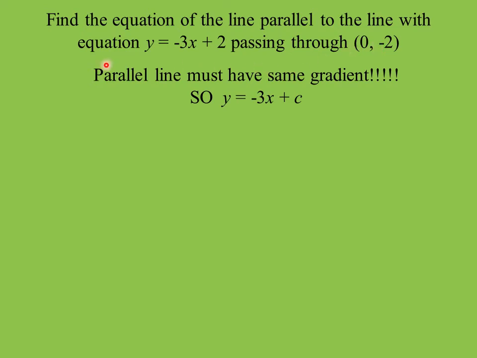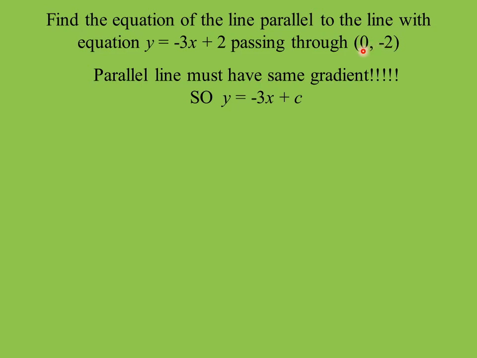Here's the trick to it. Parallel lines must have the same gradient. So my stepping point's always going to be y equals negative 3x, because it has to have the same gradient as the previous one, otherwise it won't be parallel. The next part is super easy.